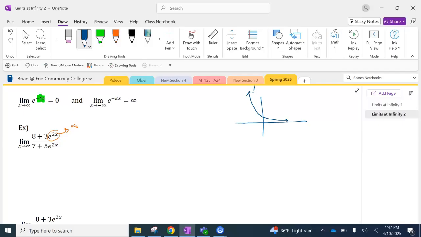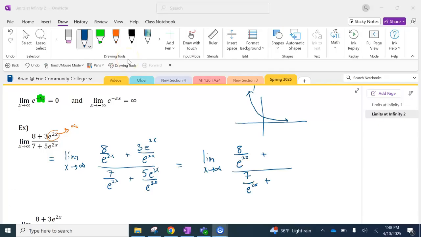Doing that will give us the same limit. Just to save time in the recording, I wrote that out. So we're dividing top and bottom in each term by e to the 2x. Now what's going to happen here, we're going to get these to cancel out, and we're therefore going to get 8 over e to the 2x plus 3, and then 7 over e to the 2x plus 5.